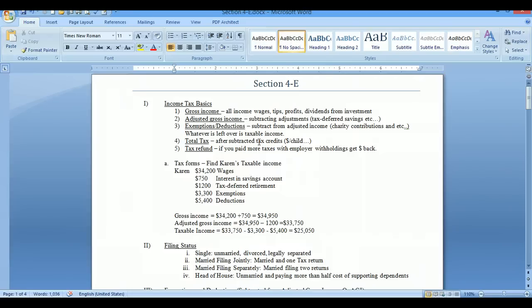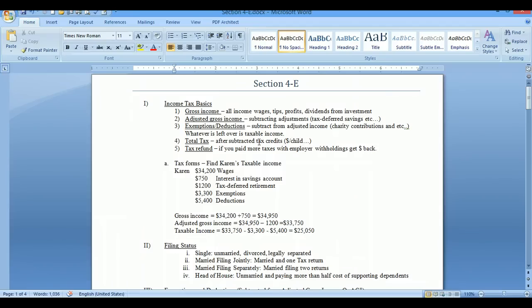She has $34,200 in wages, $750 in interest that she has earned from her savings account, $1,200 in tax deferred retirement, and a $3,300 exemption, a $5,400 deduction.